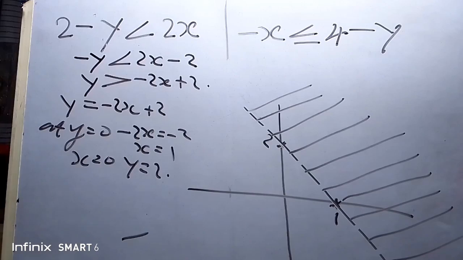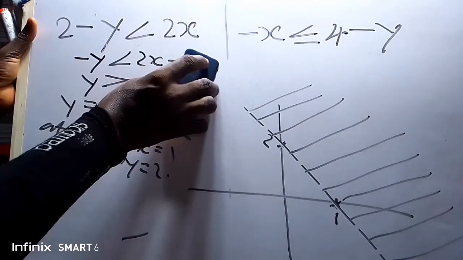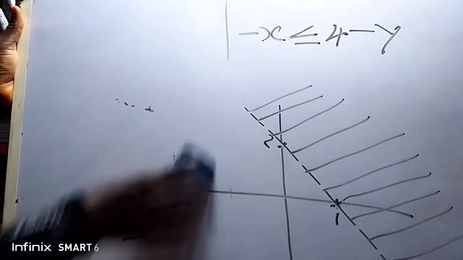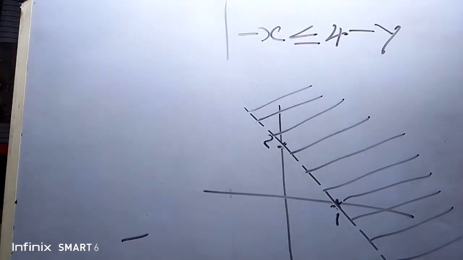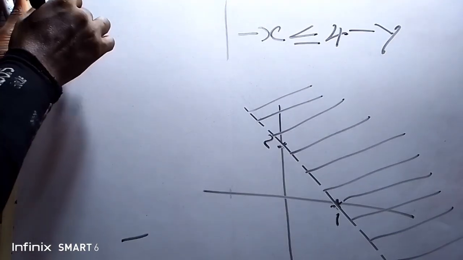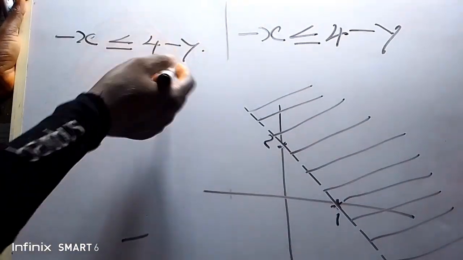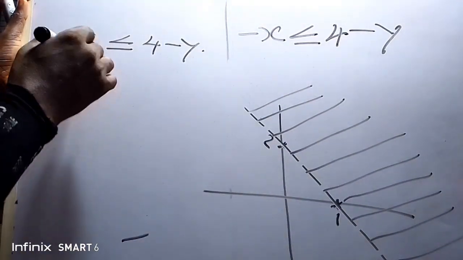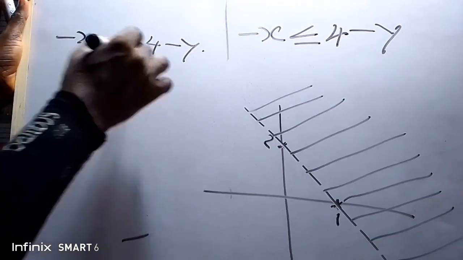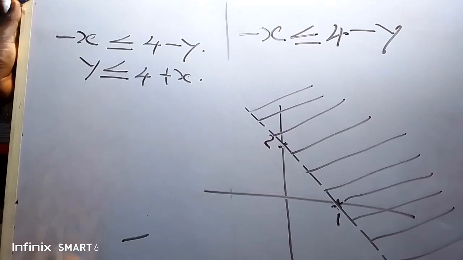Alright, so the next thing we are going to do is to solve for the second one. So we're also going to make y the subject of the formula. So what we have is minus x is less than or equal to 4 minus y. If you move this way and move that way, you have that y is less than or equal to 4 plus x. Are you there now?